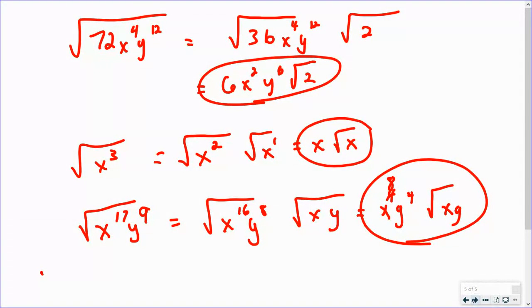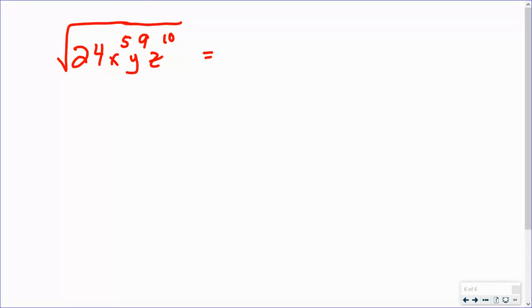Let's put all this together. So let's go with 24, x to the 5th, y to the 9th, z to the 10th. 24, half of 24 is 12. Will 9 go into it? No, 4 will. So this is 4 times 6. X to the 5th, that's an odd. So let's take out the biggest even and leave that 1 there, because now if I add those exponents, I get 5. Y to the 8th, 1 more out here. 1 plus 8 is 9.